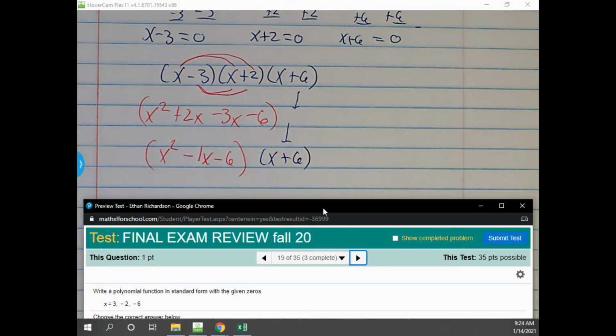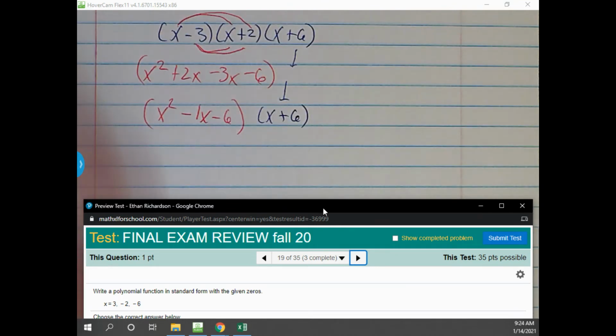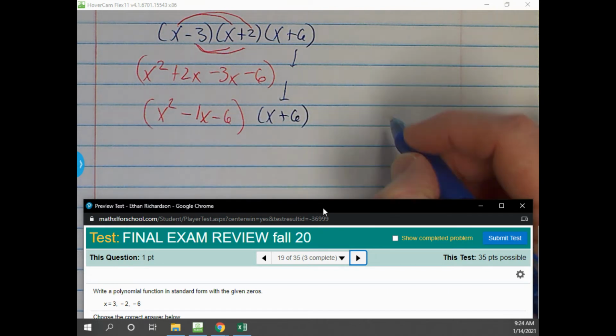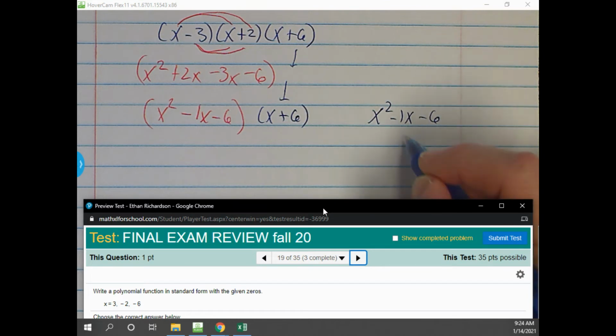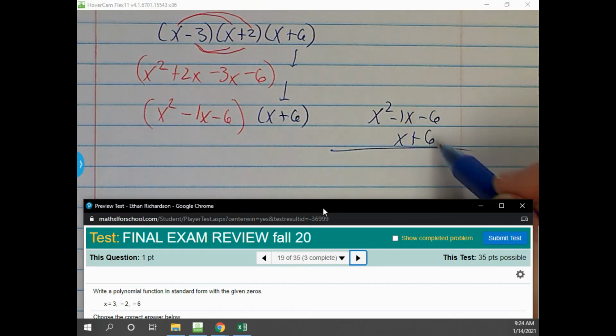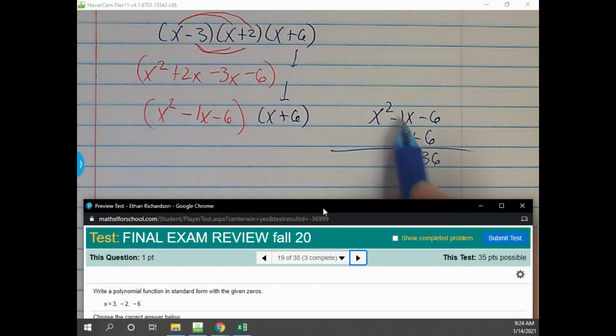Okay, now, and this is one where I think we talked about this, that sometimes it's a little bit easier, instead of doing the full method and trying to keep up with everything, it might actually be easier to do this like an old long multiplication problem. That you can do 6 times negative 6 and make that negative 36. You can do 6 times negative 1 and make that negative 6x. And you can do 6 times x squared and make that 6x squared.